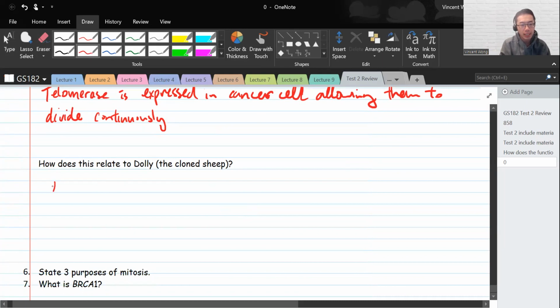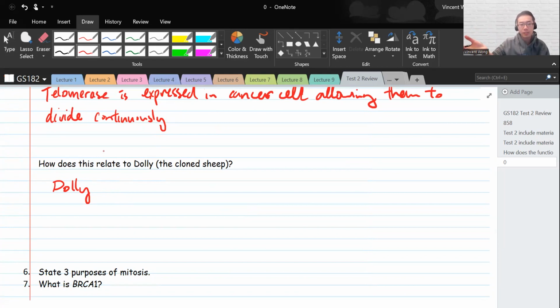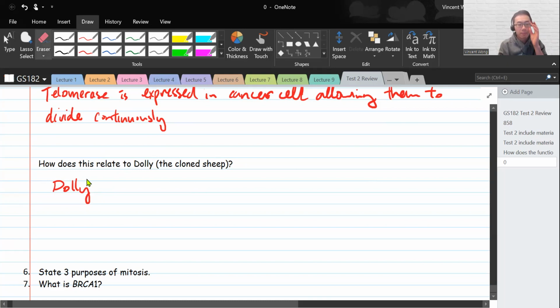So because Dolly was born from the nucleus of a somatic cell, right? So the telomere length of that nucleus from that cell is the length that Dolly's cells are going to begin with. So instead of getting fresh telomeres, right, Dolly was born with shortened, not critically shortened, but nevertheless shortened telomeres.